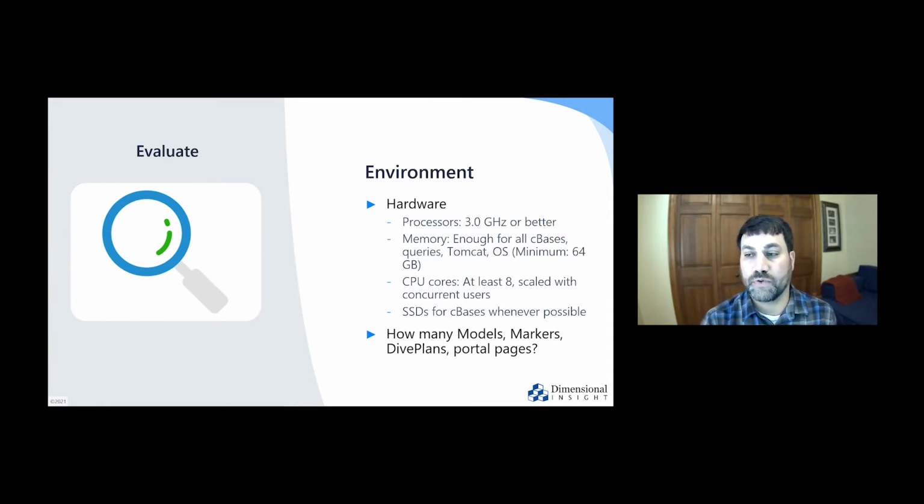But at a minimum, you will want to have a 3 gigahertz processor, enough memory for all CBases, queries, Tomcat, and the operating system, with a minimum of 64 gigabytes. At least 8 CPU cores and SSD storage for CBases.